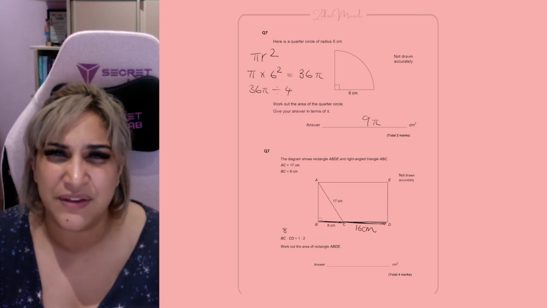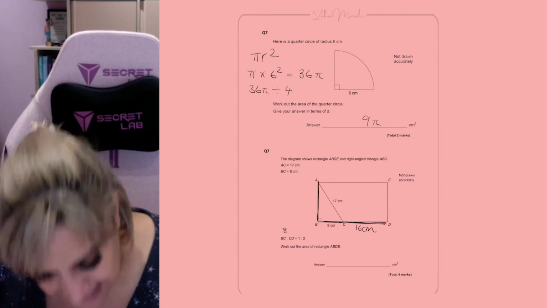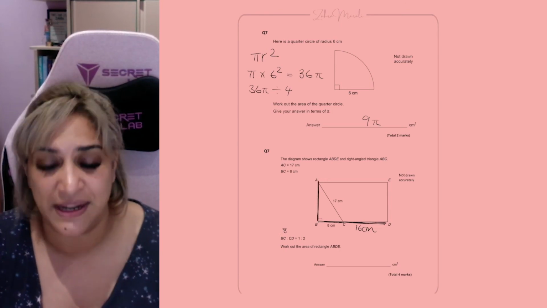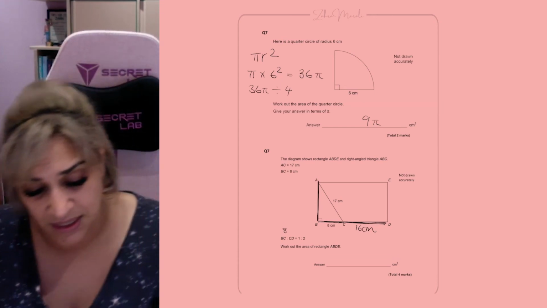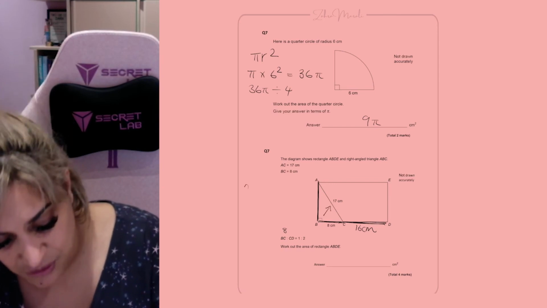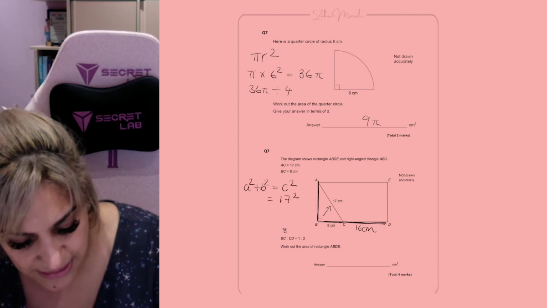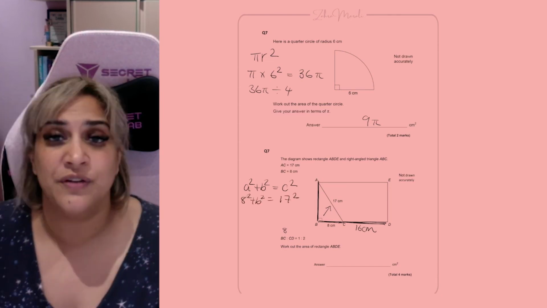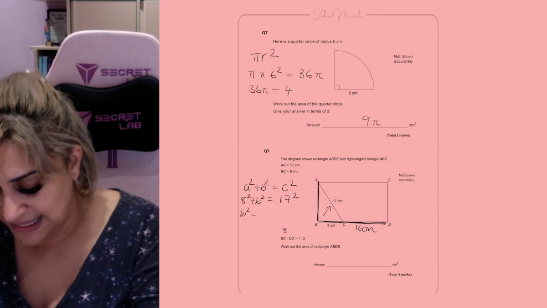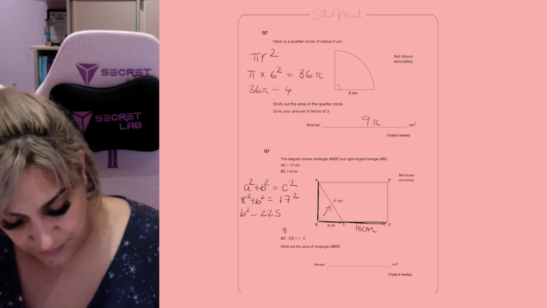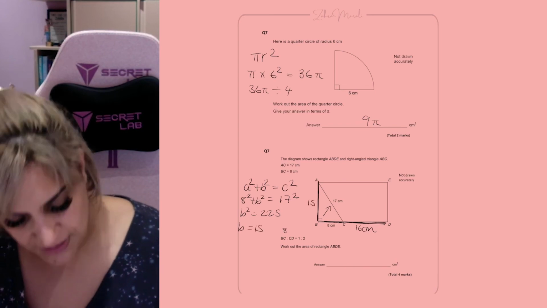We still don't have enough information to work out the area, because we need this height as well. But hopefully you recognize from the last session when we looked at Pythagoras, this is the hypotenuse. So a squared plus b squared equals c squared. We know the c squared is 17, and we want to find one of the other sides. So if we do 17 squared minus 8 squared, we get 225. Take the square root of that, and you get 15. So you know this is 15.